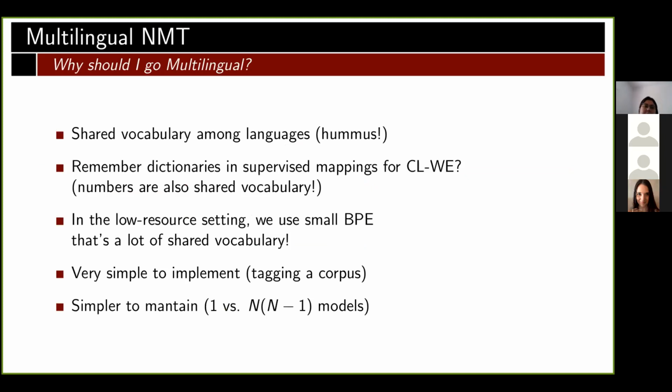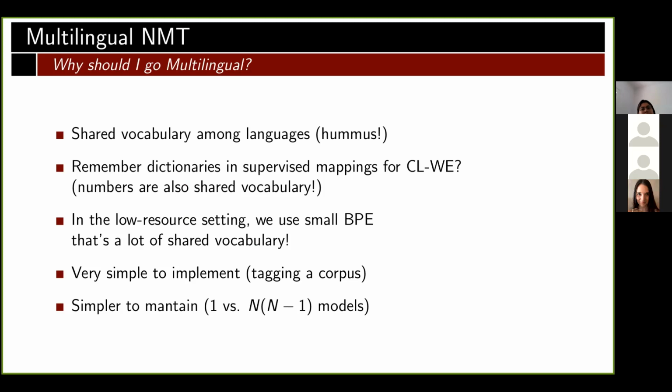Why should this be working? First, because we are in a deep learning setting, we need a lot of data. Multilinguality helps by adding a lot of data. So in this case, we will have larger corpora. And this will be useful, principally because languages share more vocabulary than we imagine. So there is a lot of vocabulary that is shared between languages.